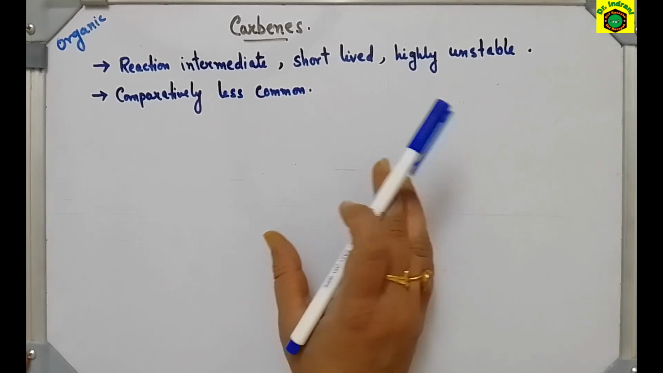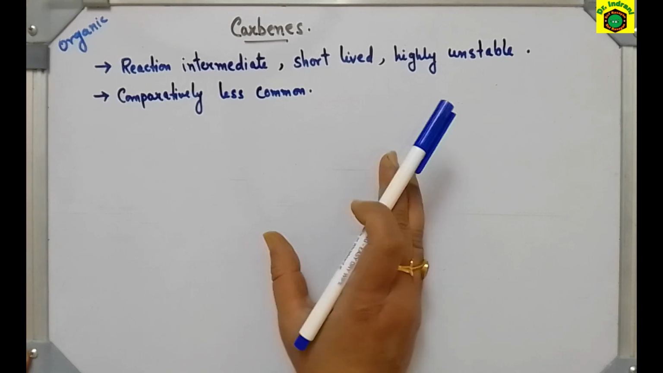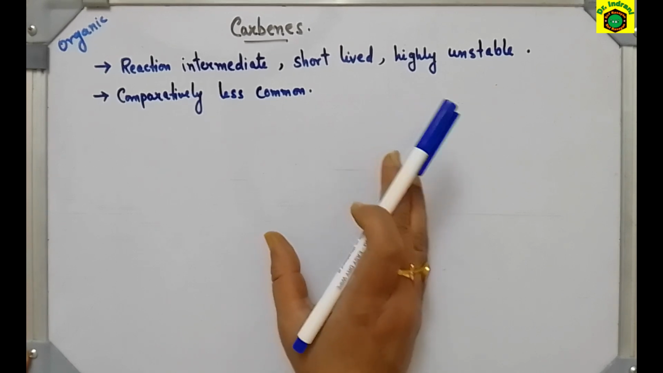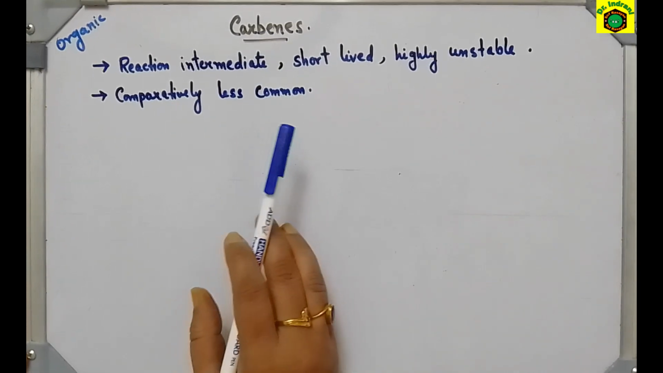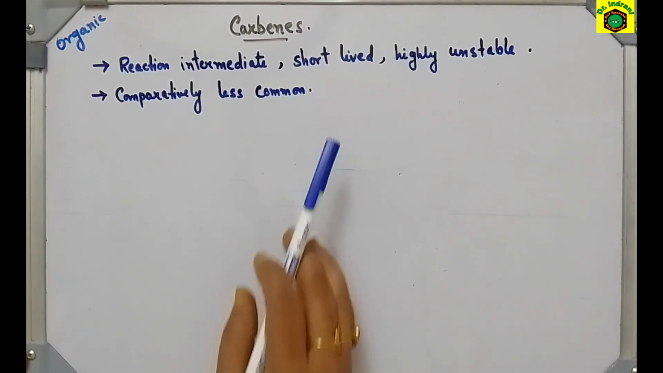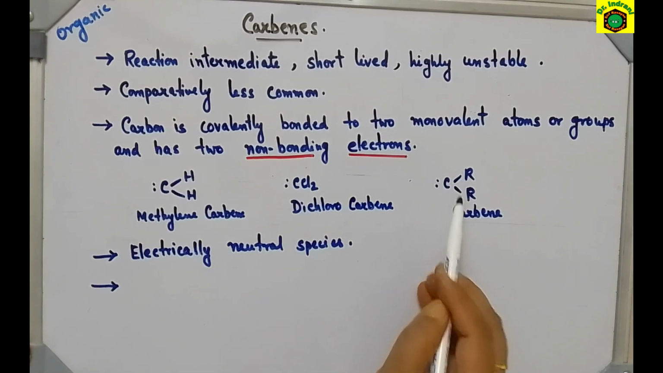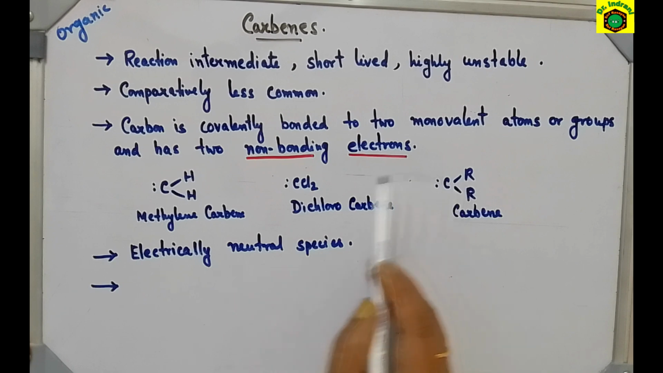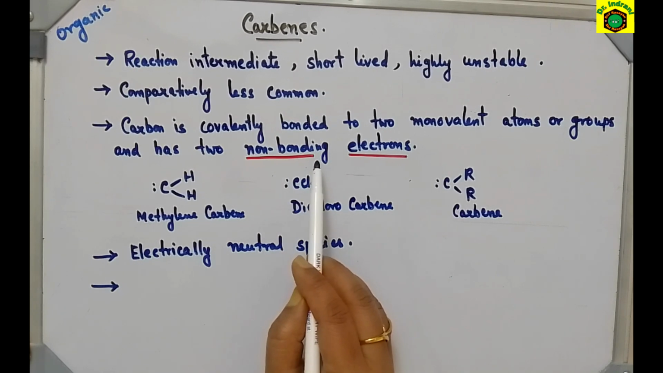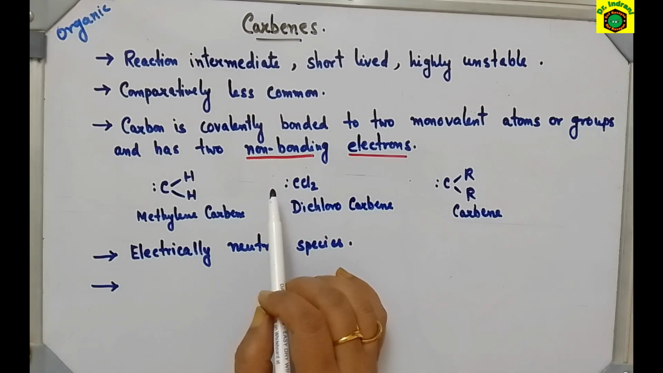Now see, we have studied carbocations, carbanions and free radicals. These are very common reaction intermediates, but carbenes are comparatively less common. In a carbene, carbon is covalently bonded to monovalent atoms or groups and has 2 non-bonding electrons. Note that we are writing non-bonding electrons, not lone pair. Why? I will tell you later.